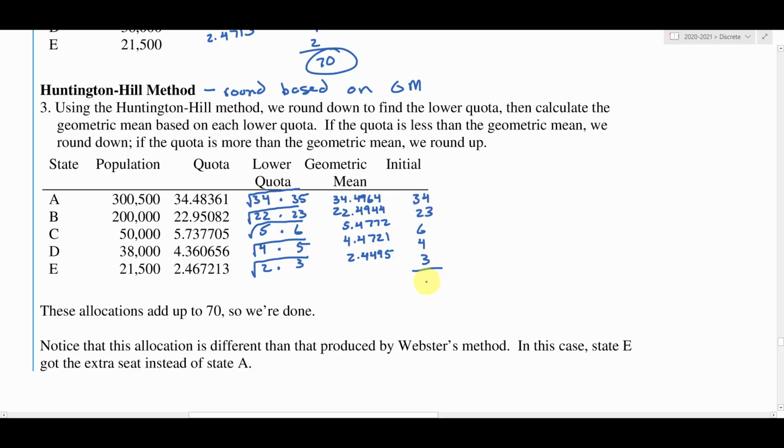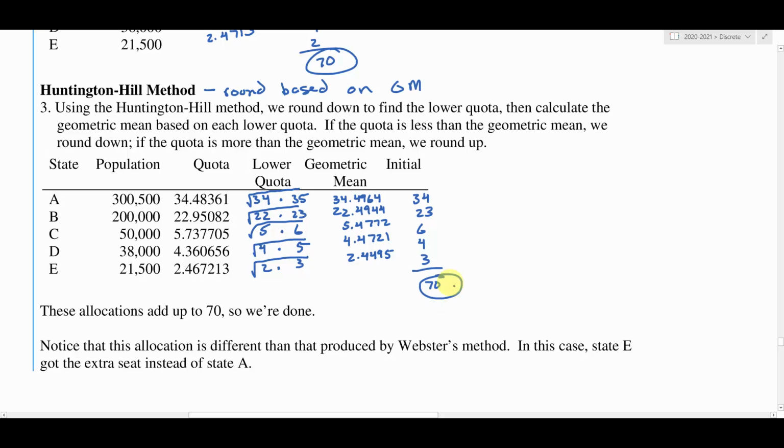When I add all of those up, we get a perfect 70 representatives, which is great because we don't have to go back and modify the divisor and do all of this again. This is one of the drawbacks of those modified divisor methods, that sometimes you do, and it's tedious and it's not fun. There's no way around it. Unfortunately, it is part of the process.